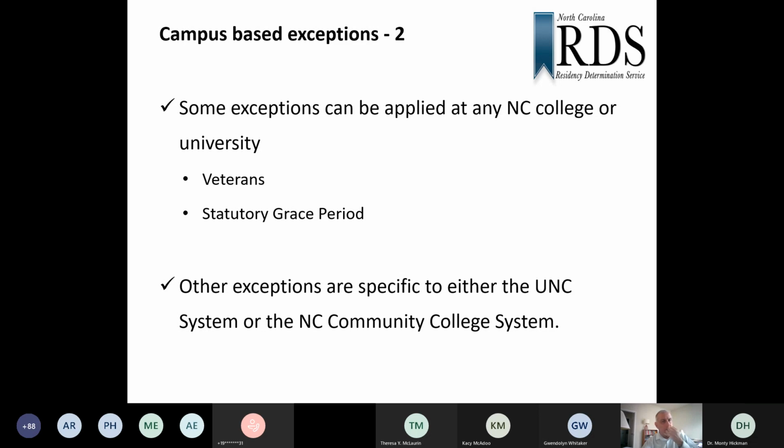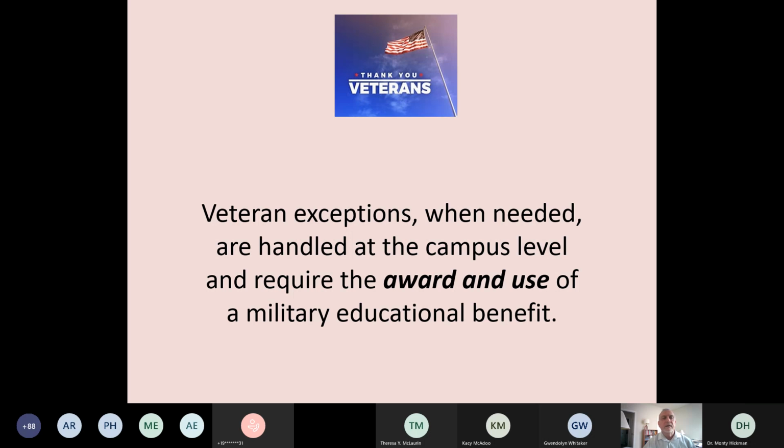So there are a couple of exceptions that can be applied at any college or university, and those are the veterans and the statutory grace period. I'm going to come back to the statutory grace period a little bit later. Other exceptions are specific in law to either the UNC system or the community college system, okay, and can't be transferred between them. So let me start with the veterans exception, because that's pretty common for you all, and I get some questions about it.